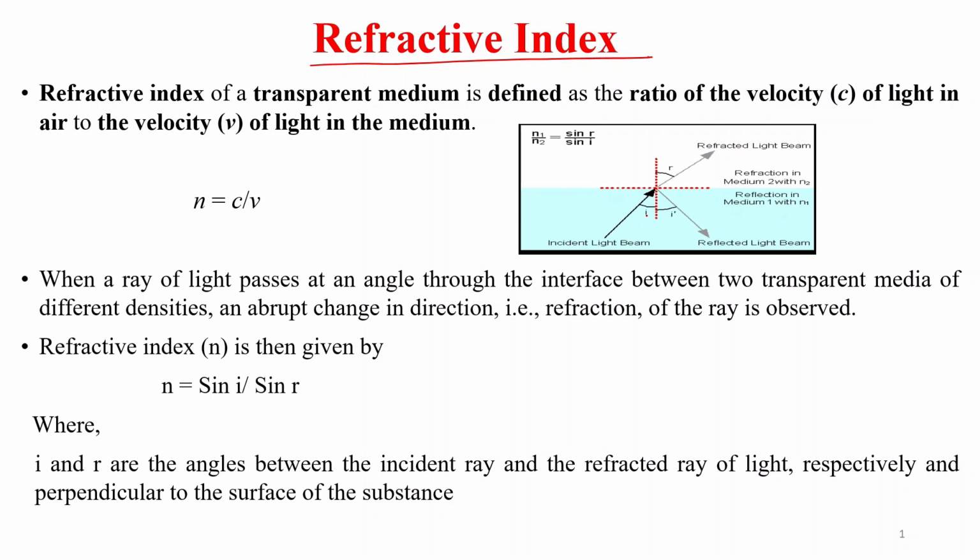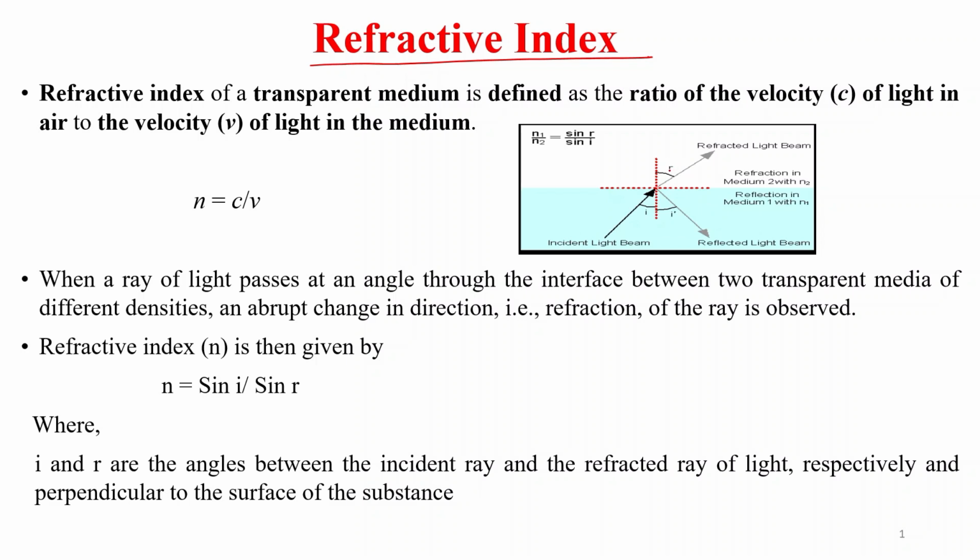So if you see, i is the angle of incidence. What is the angle of incidence? The angle which the incident light makes with the normal is known as the angle of incidence, and the angle of refraction is for the refracted light. The angle which the refracted light makes with the normal is known as the angle of refraction. So when light passes from one medium to another, it gets refracted, and the angle at which it is refracted is known as the angle of refraction.